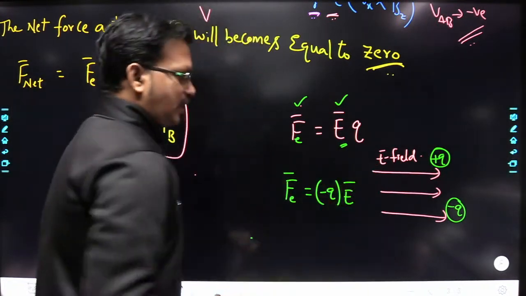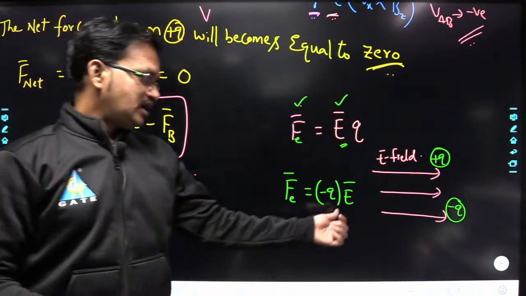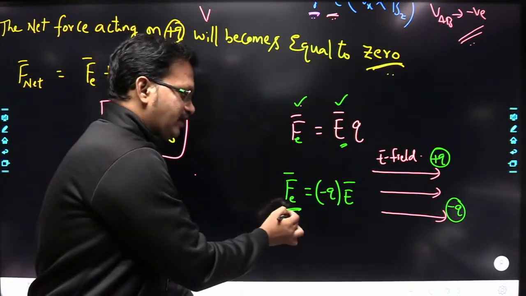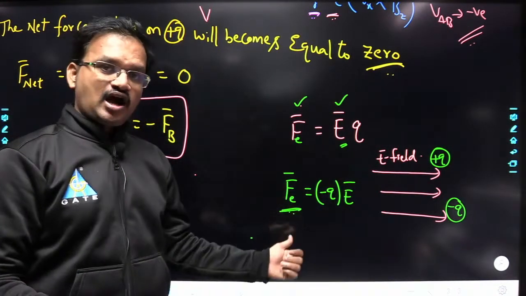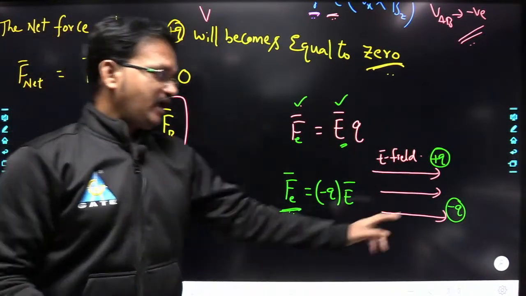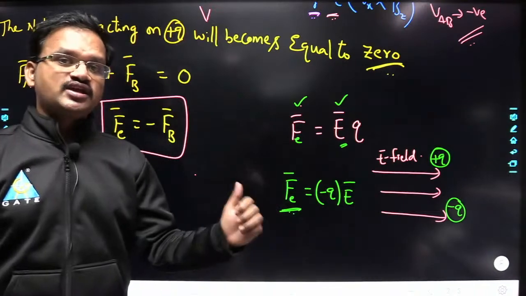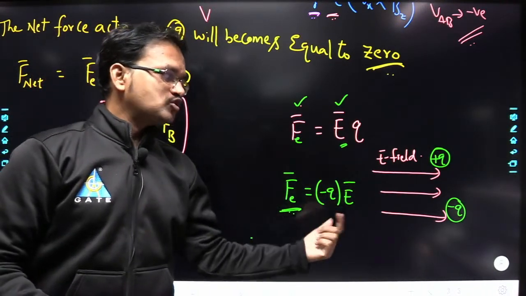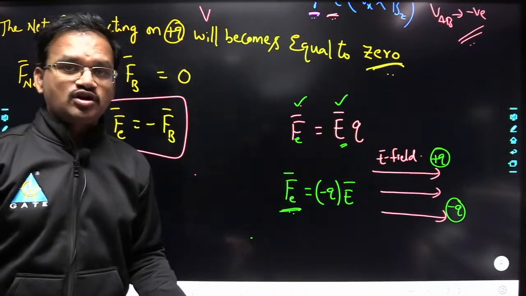Into E bar. So that means the electrical force direction is exactly opposite to what? Exactly opposite to the electric field direction. That means a negative charge is going to experience an electrical force exactly opposite to the direction of the electric field.